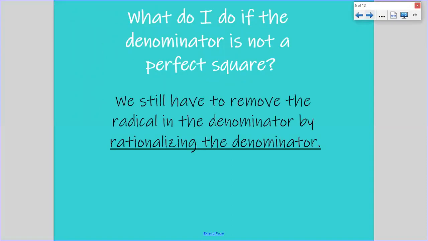Now, what happens when the denominator is not a perfect square? What happens if there would still be some leftover under the radical underneath? Because as you remember from one of the first slides, you cannot have a radical in the denominator at all. So that's where we need to remove that radical in the denominator by a process called rationalizing the denominator. Now let's see what that looks like.